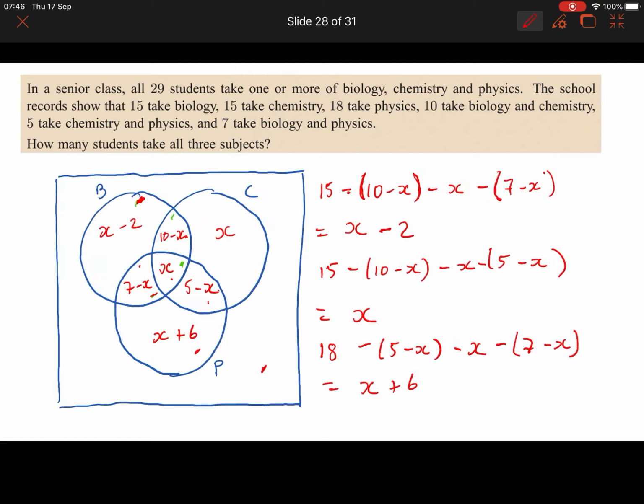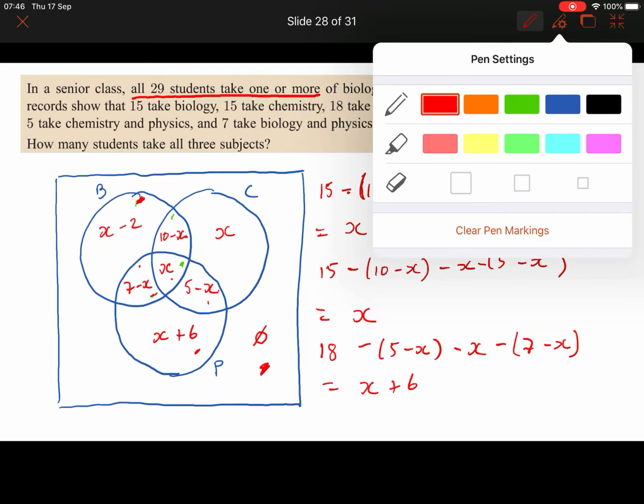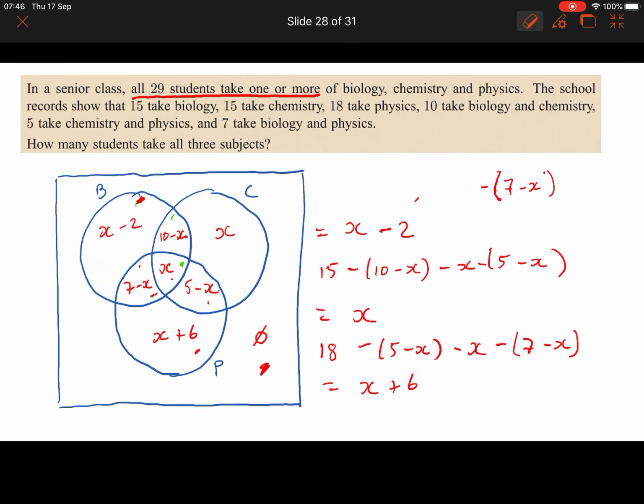Now what about out here in this set? It's very easy to think, well, it doesn't tell you, but you have to read the question very, very carefully. It says, in a senior class, all 29 students take one or more. So there isn't anyone that doesn't take at least one. So this is an empty set. Okay, it's an empty set. There should be nothing in it. Okay, let's just delete some of this working out.